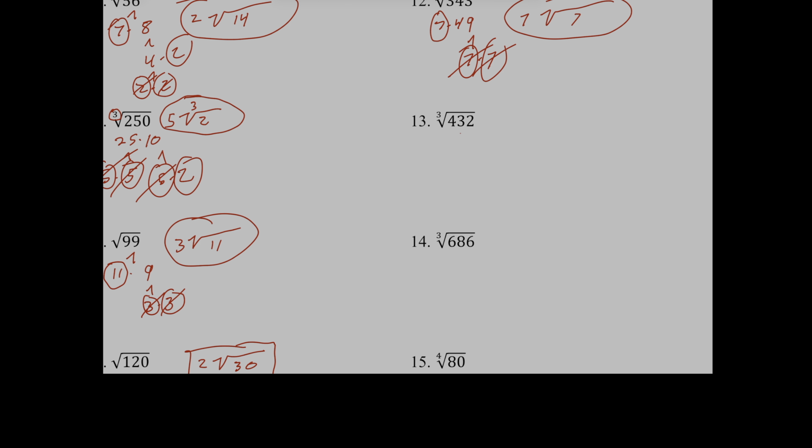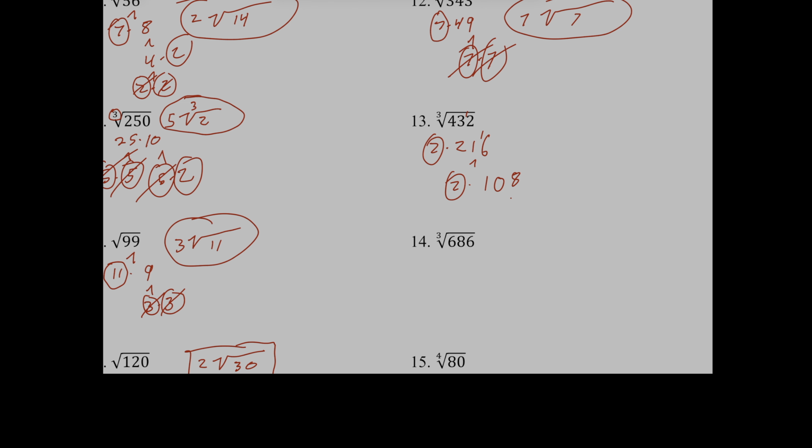So 432, I'm just going to do a 2 in here. So 2 goes into 4 twice. 2 goes into 3 once with 1 left over, and I get 216. Okay, I'm going to do another 2. That's when you get lost and you see even numbers, you do 2s. 2 goes into 2 once. 2 goes into 1 0 times with 1 left over. 2 goes into 16 8 times.